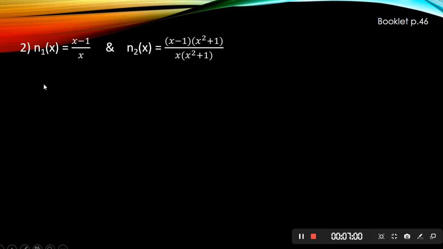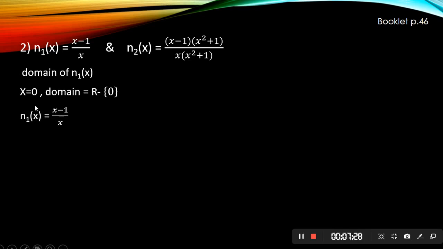The example is: in each of the following, is n1 equal to n2? So the same idea. n1(x) = (x - 1)/x, n2(x) = (x - 1)(x^2 + 1)/(x(x^2 + 1)). The domain of n1(x): here x = 0, so the domain equals R minus {0}. And the function is simplified, by the way.